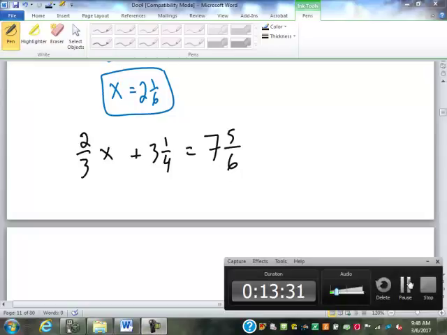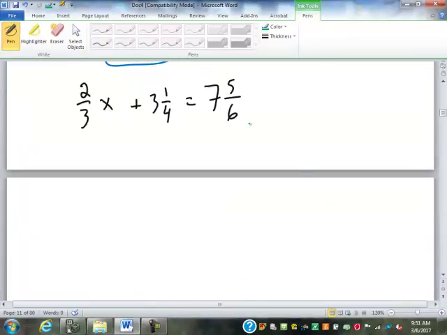Give that one a shot. We'll talk about it in a minute. Okay, so as always, we could just go ahead and solve this by dealing with the fractions. But we're going to go ahead and try to get rid of the fractions.